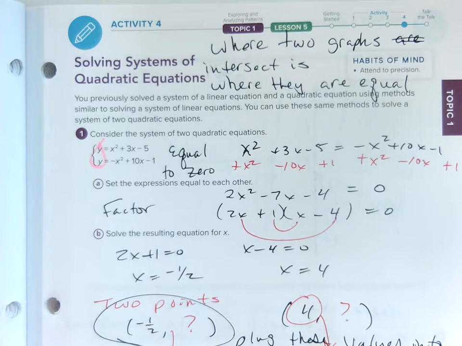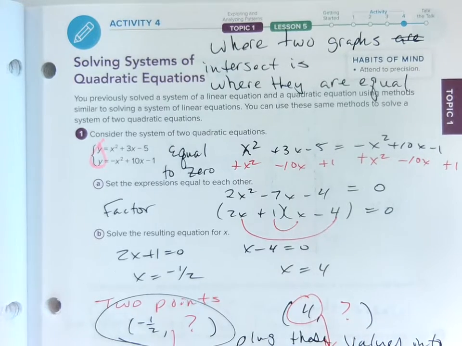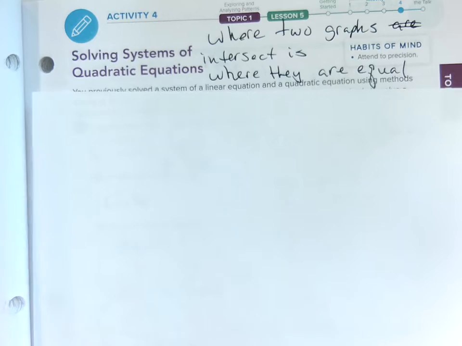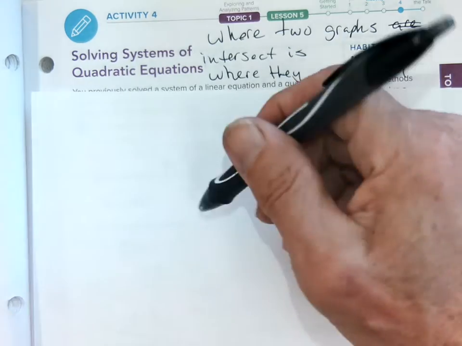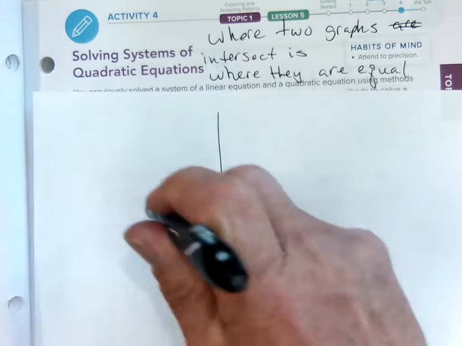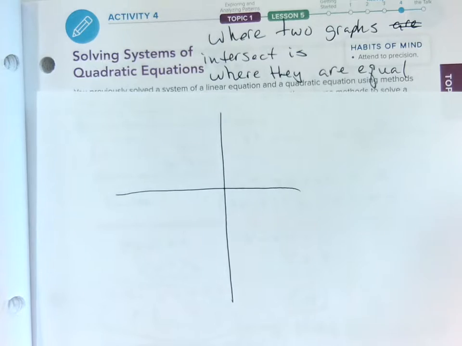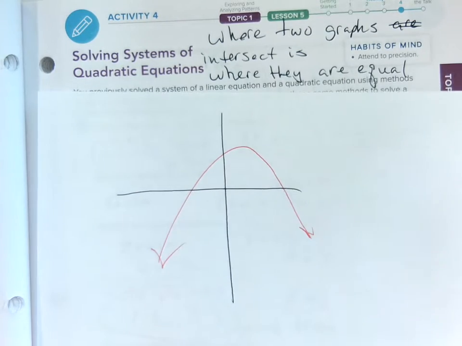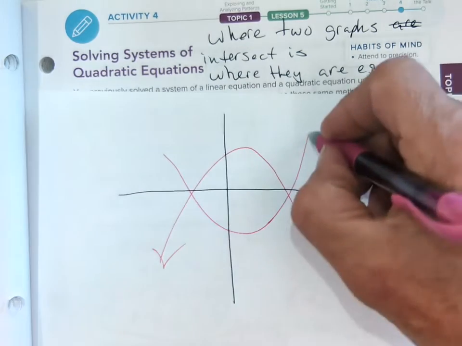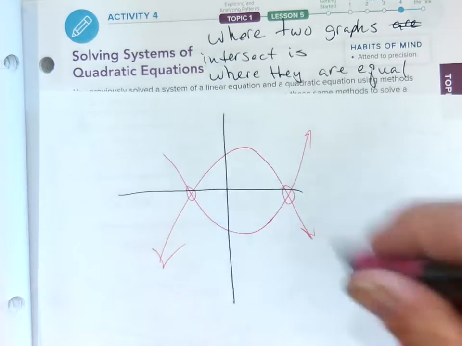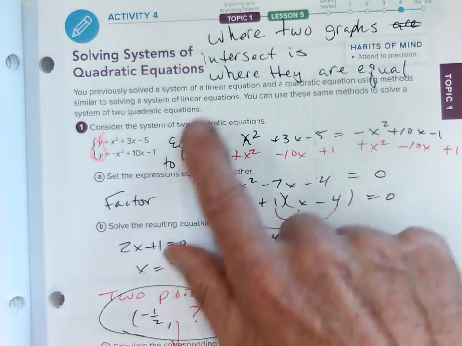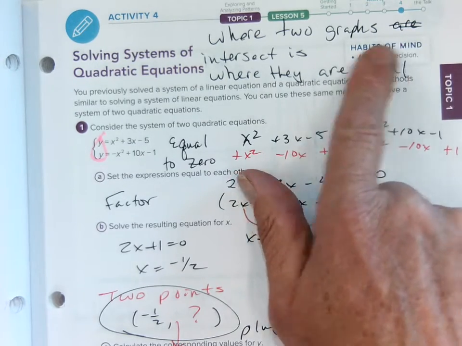Okay, hello everybody. We're going to recap what we learned today. So today what we really talked about, and I'll give you a sketch, is: what if I have two parabolas on the same graph? They could intersect in 2 points. And that's what we want to find out today: where two graphs intersect is where they are equal.